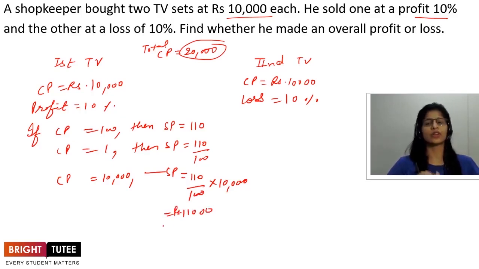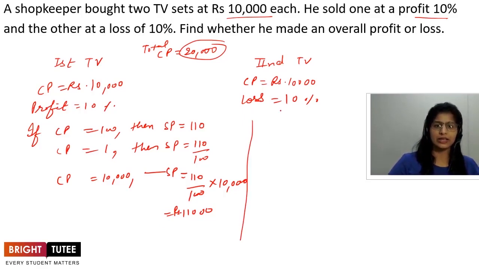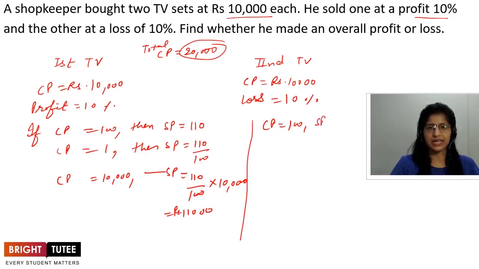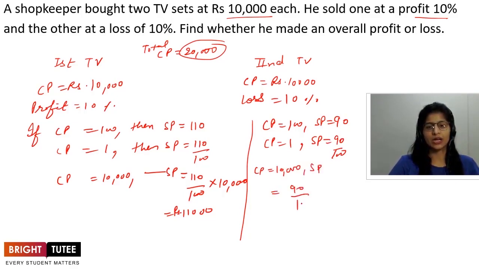So directly we don't have to add the profit into the CP, or we don't have to subtract the loss from the CP. We can directly get the SP, that is 11,000. Is that clear? Now here also again, if CP is 100, and loss is 10%, that means we are selling the item for 90 rupees. Then if CP is 1, then SP will be 90 upon 100, and if CP is 10,000, then SP will be 90 upon 100 into 10,000. Cancelling it, we get it as rupees 9,000.